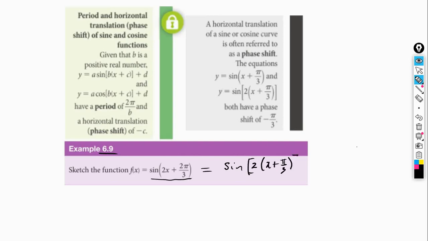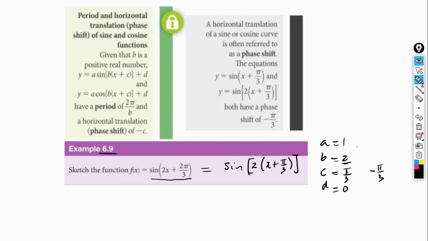And what's going to happen here? Well, notice that we need to take a look at A, B, C, and D. Now A is 1. That means that there's no difference or no change in the amplitude. B is equal to 2. So this number is going to affect the period. C is equal to pi thirds. So that means there's a phase shift of minus pi thirds. Or in other words, we have to move everything to the left by pi thirds. And D is equal to 0. So there is no vertical shift.